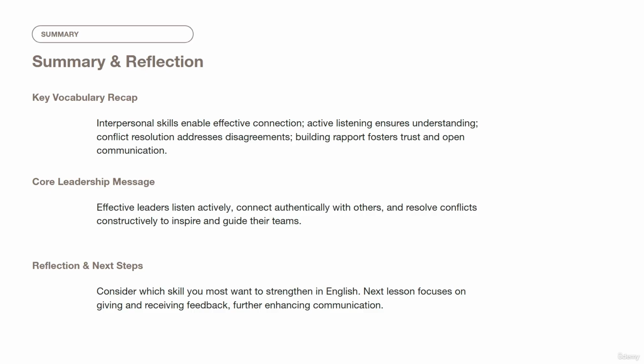Think about which skill you most want to strengthen in English. Which of these do you need to use most in your professional context? What would you like to improve, both in terms of delivery and in terms of the vocabulary that you use to express your ideas?